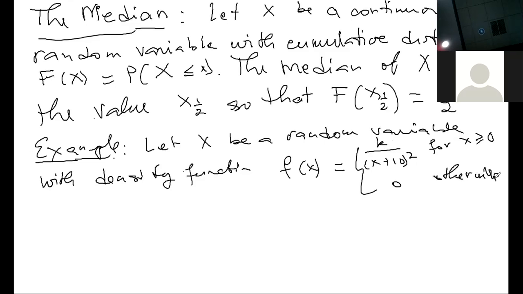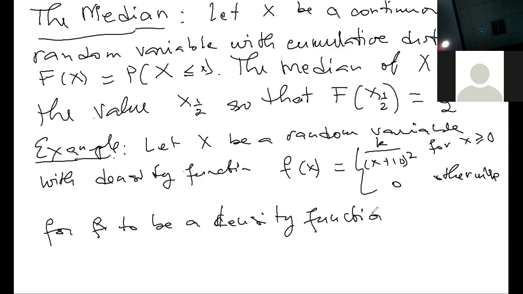So for this to be a random variable, K should be 10. To be a density function, I mean. For f to be a density function, K equals 10. So f of x is equal to 10 over (x plus 10) squared.